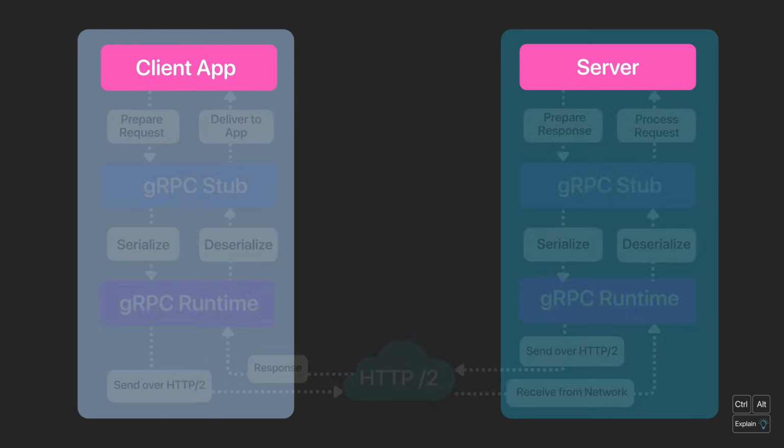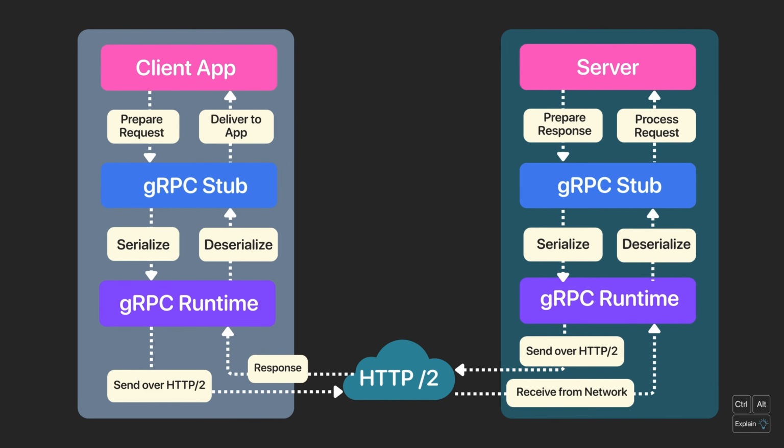gRPC uses protobuf under the hood, but adds the whole communication system around it. When your app calls a function, gRPC automatically turns that call into a protobuf encoded request and sends it over a fast HTTP2 connection. On the server side, gRPC receives the request, decodes it, runs the actual function in your backend, and then sends the response back using the same protobuf process.